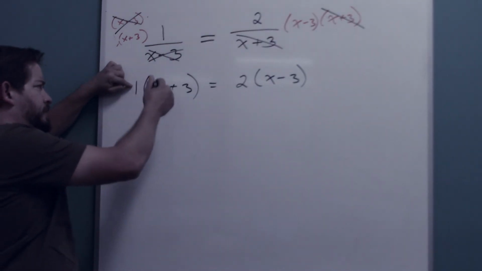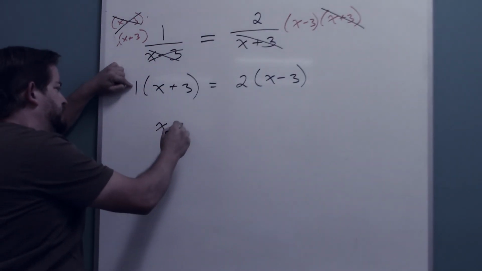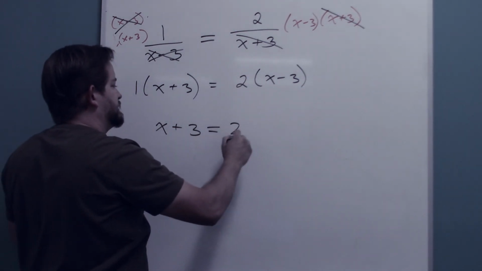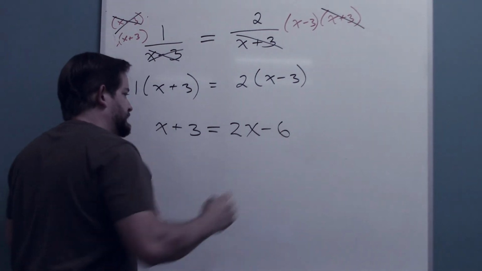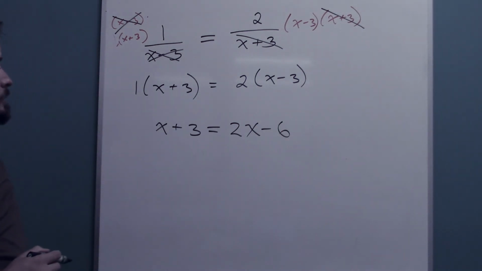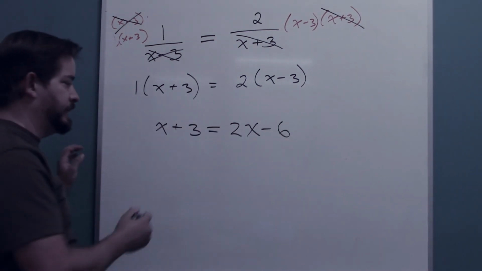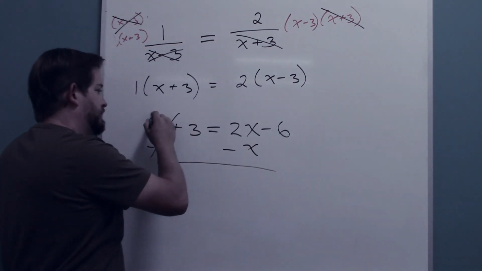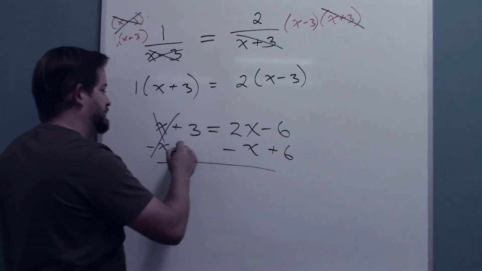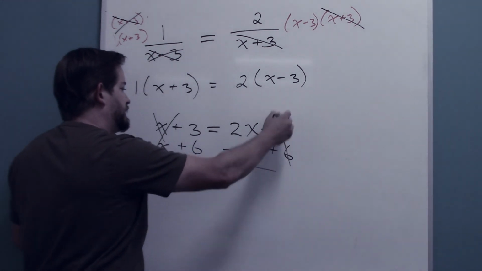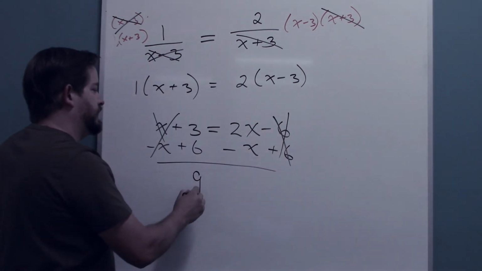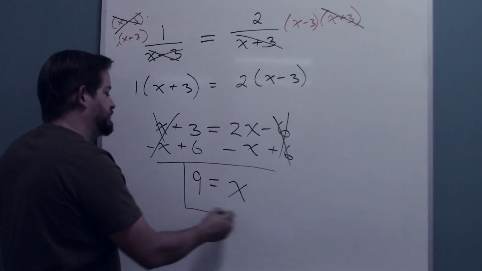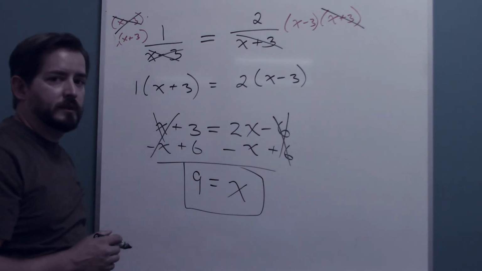If I distribute, the 1 doesn't change anything. I end up with x plus 3. And on the right, 2x minus 6. I'm going to combine x terms, get the x to the right again, and add the 6 to get them to the left. This gives me 9 on the left equals 2x minus x is just x, so I don't have to take that fifth step. I'm done with x equals 9.